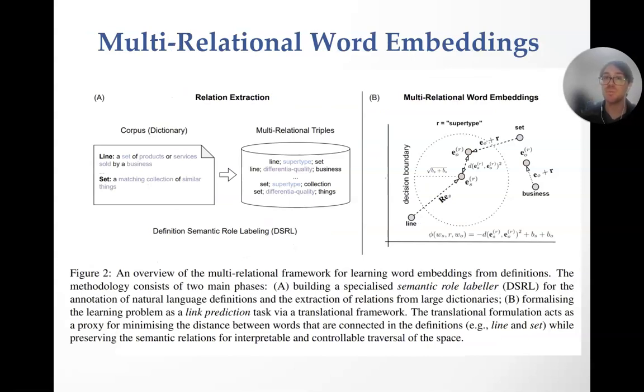To this end, we propose a multi-relational framework for deriving word embeddings exclusively from natural language definitions, which mainly consists in two phases. We first build a specialized semantic role labeler for the annotation of natural language definitions from large corpora. And subsequently, we formalize the learning problem as a link prediction task via a translational objective. The idea behind the translational objective is that it can act as a proxy for minimizing the distance between words that are connected in the definitions, while at the same time preserving the semantic mapping that is required for an interpretable and controllable navigation and manipulation of the space.